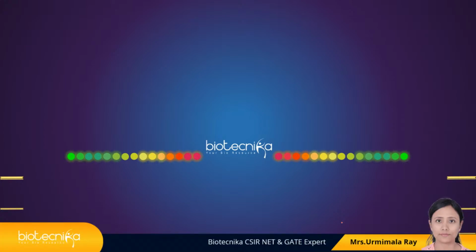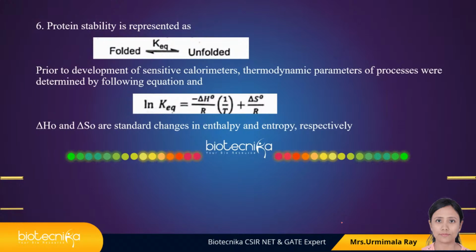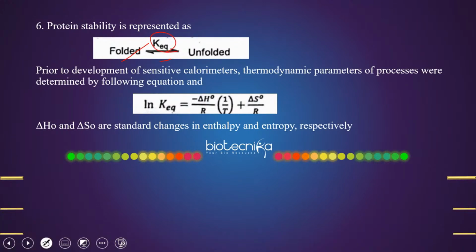Welcome, Ankita. Your next question is again on thermodynamics, but a little bit theoretical. Protein stability is represented as folded into unfolded and back again. So this is K equilibrium, the equilibrium constant. It's a reaction, folded to unfolded, unfolded to folded. Now, thermodynamic parameters were determined prior to development of sensitive calorimeters. And this is the equation they have given you, where delta H (enthalpy) and delta S (entropy) are standard changes in enthalpy and entropy respectively.